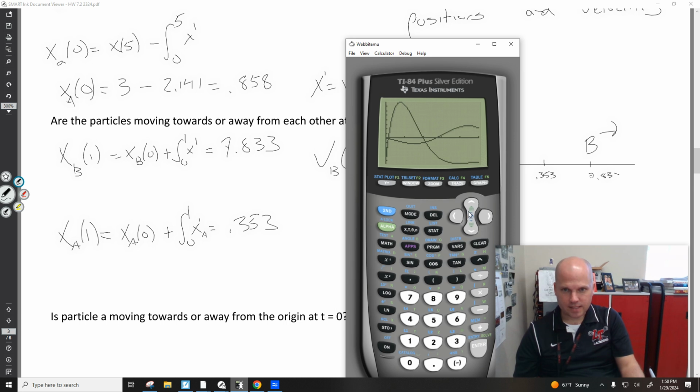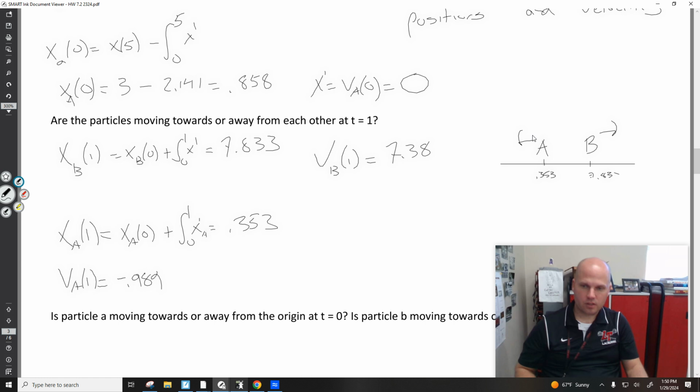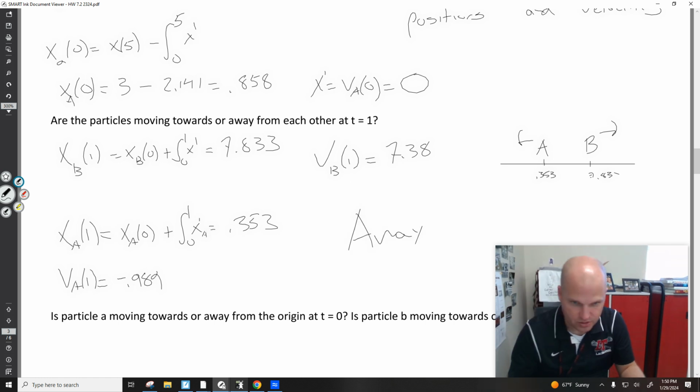What is the velocity? I'll press trace. Here's y1. I want v of a1. Here's y1 at 1. Press 1, trace 1. It's negative 0.989. That means A's position is decreasing. It's moving to the left, away, based on positions and velocities.